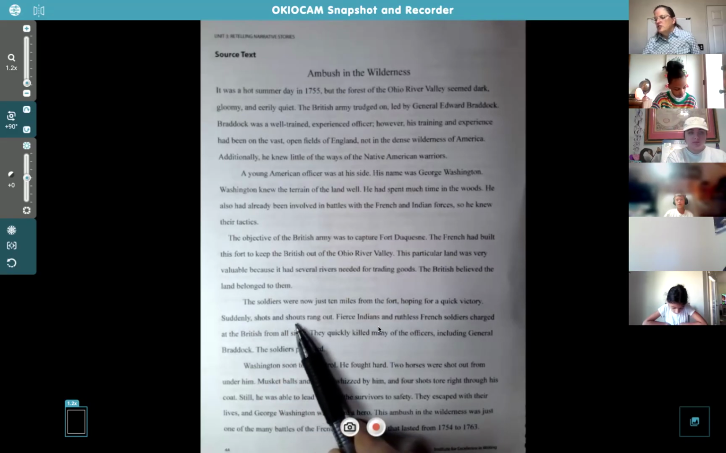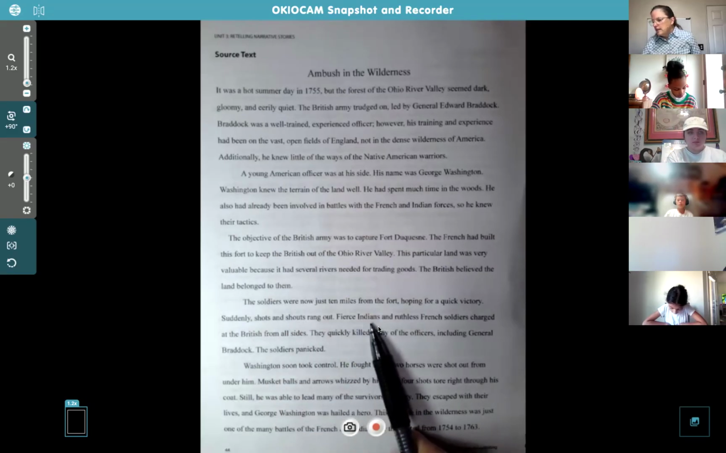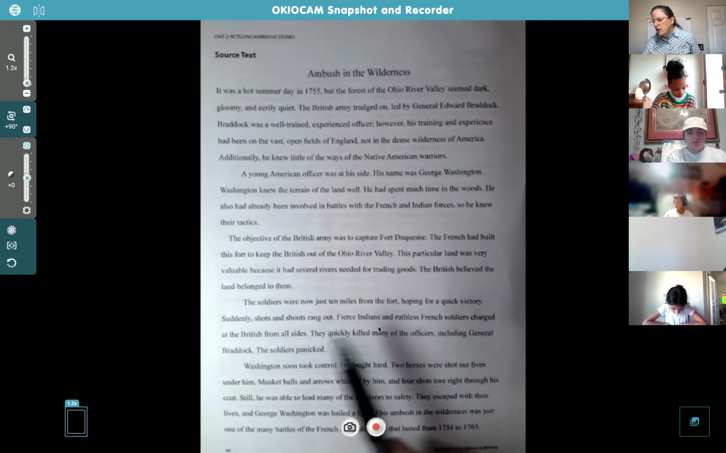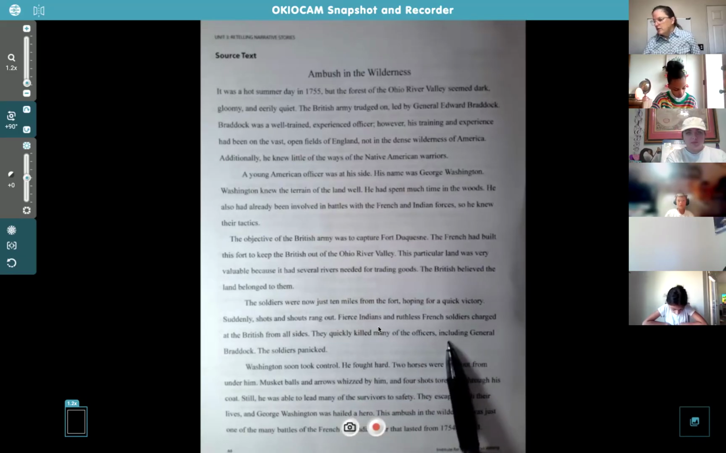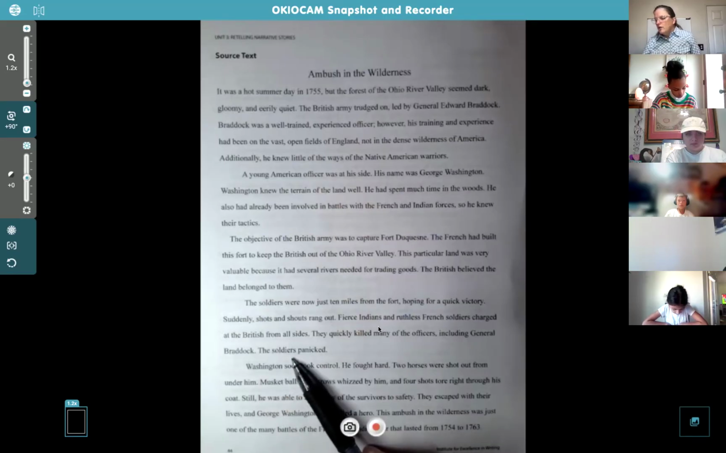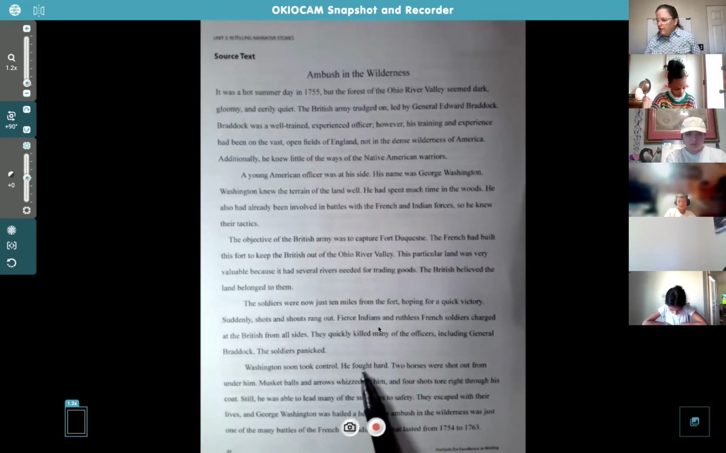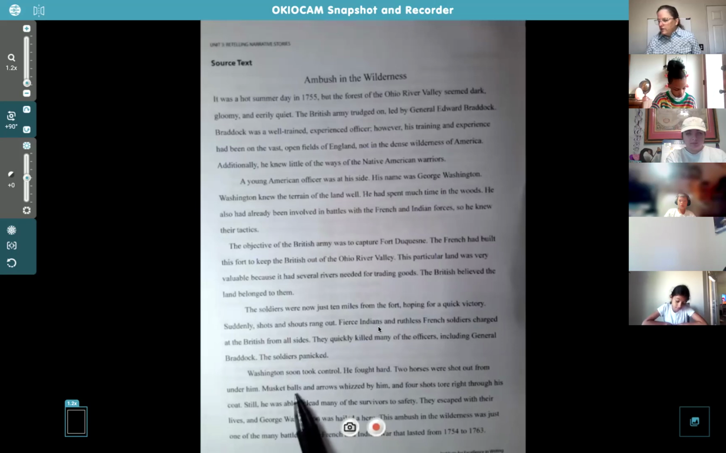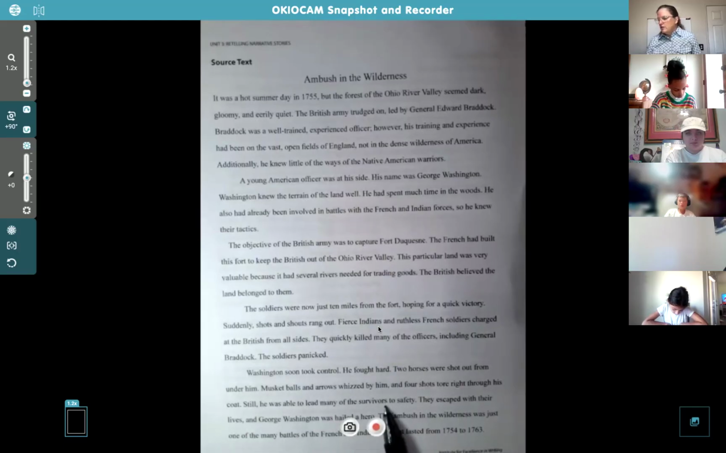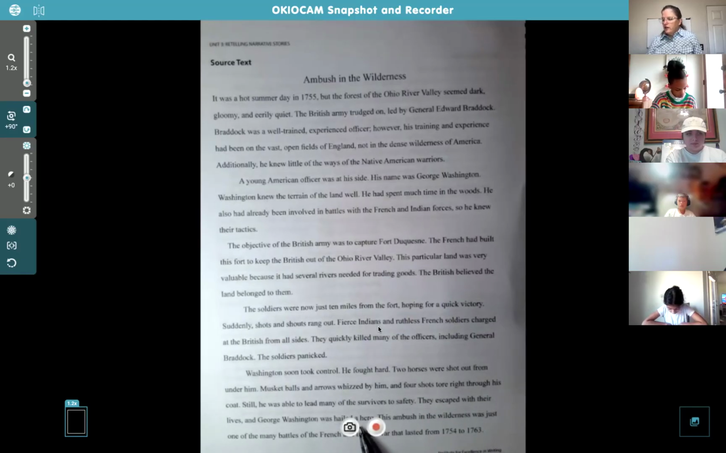Suddenly, shots and shouts rang out. Fierce Indians and ruthless French soldiers charged at the British from all sides. They quickly killed many of the officers, including General Braddock. The soldiers panicked. Washington soon took control. He fought hard. Two horses were shot out from under him. Musket bullets and arrows whizzed by him, and four shots tore right through his coat. Still, he was able to lead many of the survivors to safety. They escaped with their lives, and George Washington was hailed a hero.